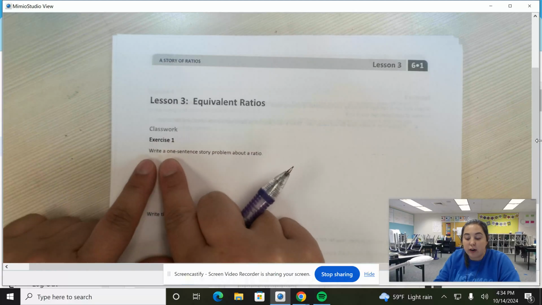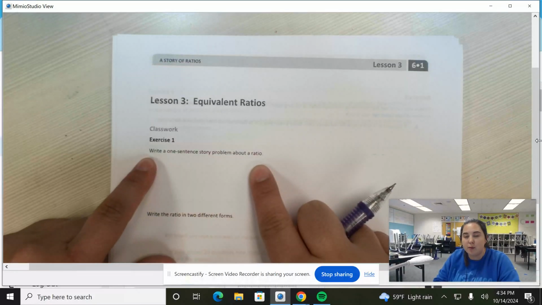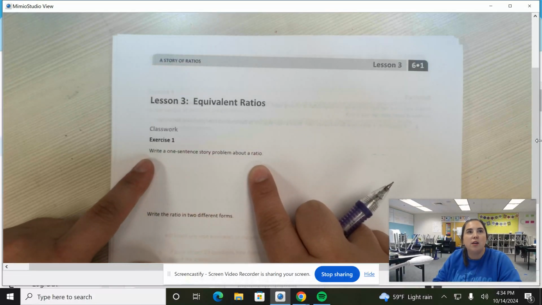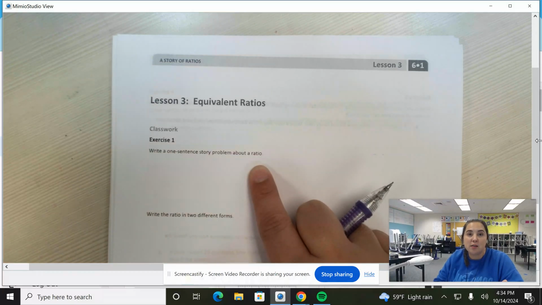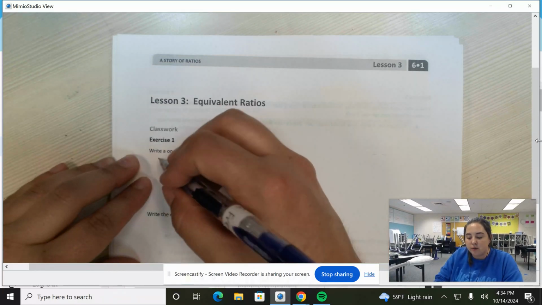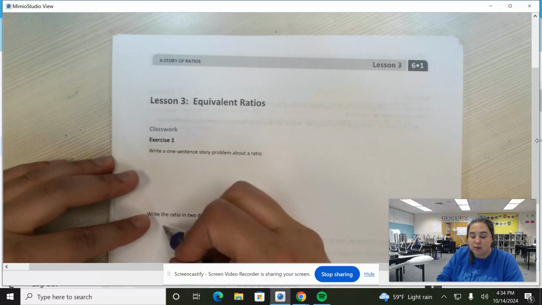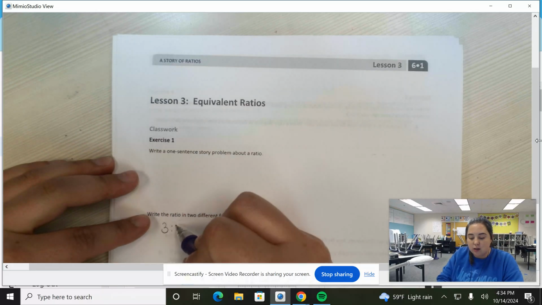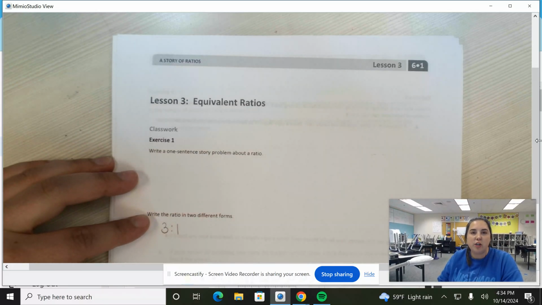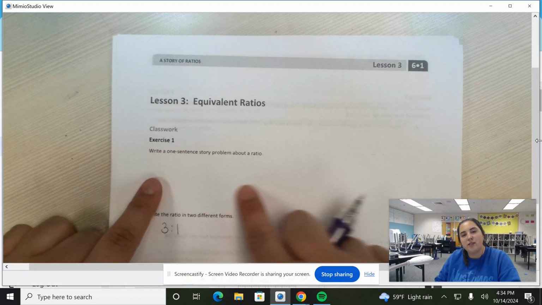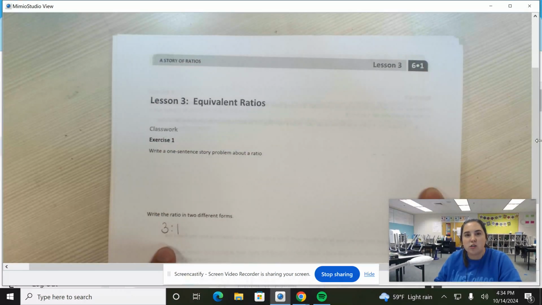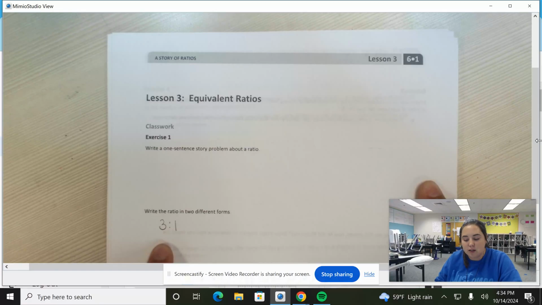Exercise 1 says, write a one-sentence story problem about a ratio. So it's up to you what the ratio is. I'm going to choose, actually write the ratio in two different forms. I'm going to do 3 to 1. That's going to be my ratio. And I'm going to try and think what kind of scenario could it be that is 3 to 1. I want you to come up with something different.